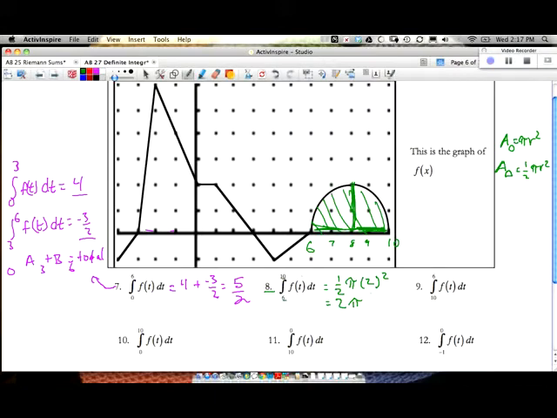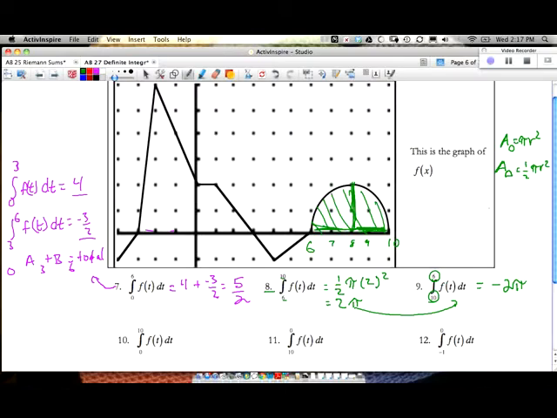Now again, when you flip that bottom and top, it changes your answer from a positive to a negative, or from a negative to a positive. So for number 9, the answer is just going to be -2 pi, because the top and bottom were switched.